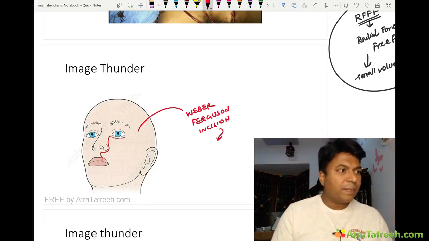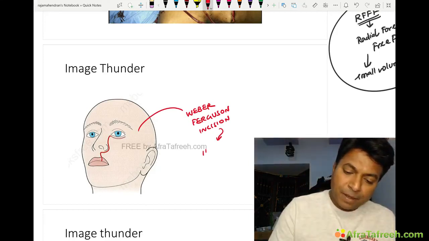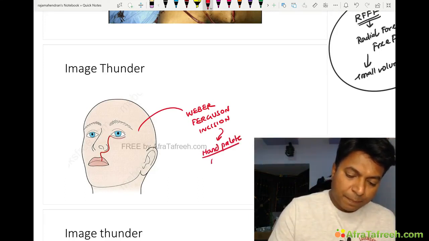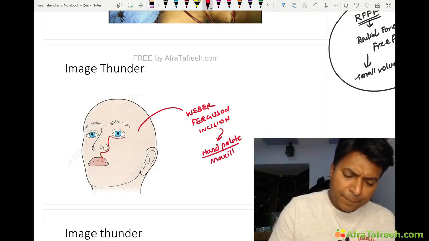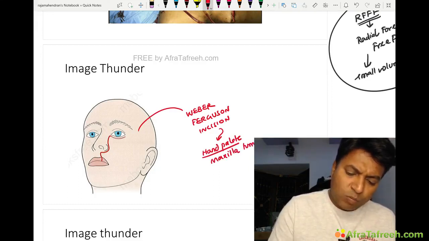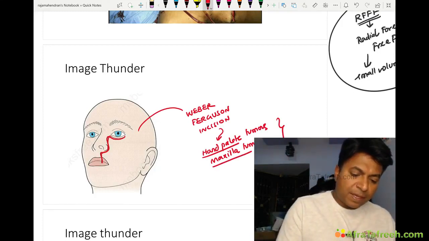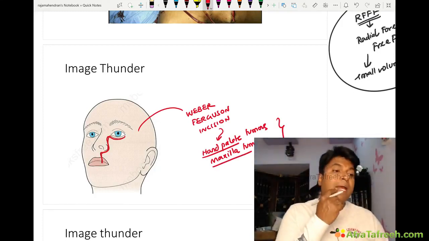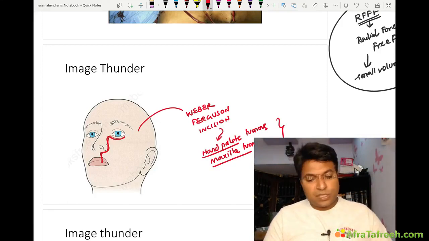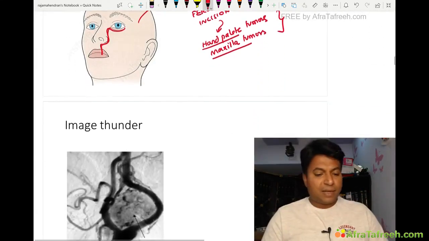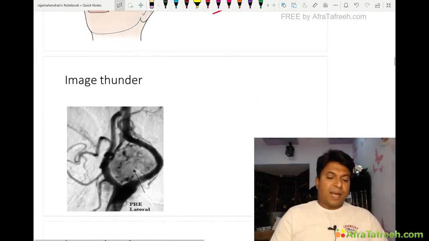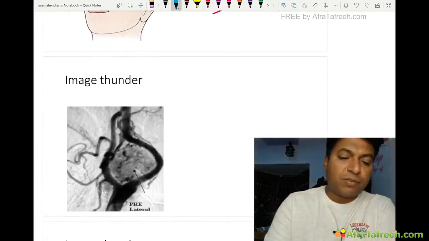This is used for hard palate and maxilla tumors. Hard palate tumors and maxilla tumors, we use this Weber Ferguson incision. The incision goes along the inner surface of the eye and down the face. Very good. So this is a high yield MCQ, again an image based question from an angiogram.